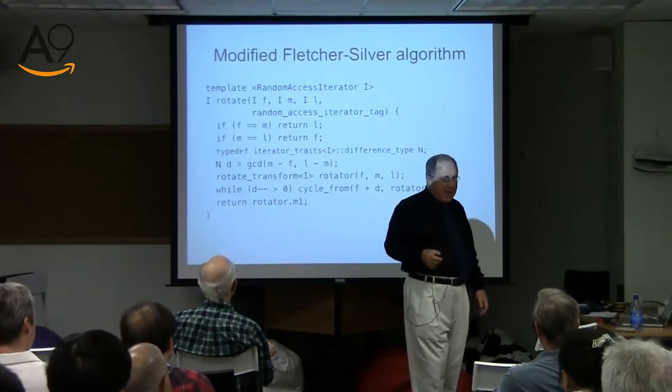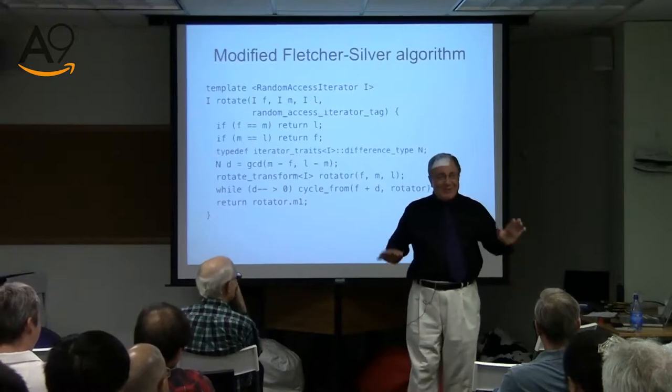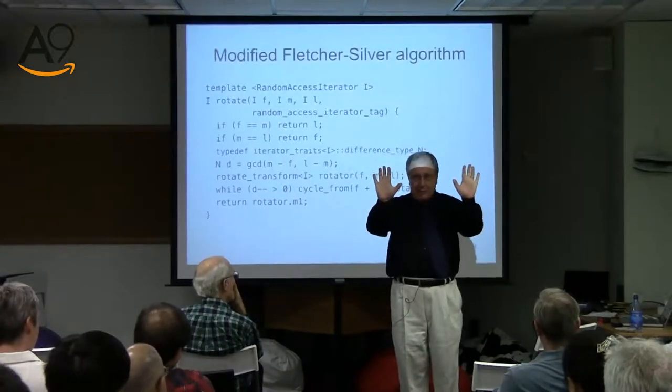This works for bidirectional iterators. You see how very nicely we have three fundamental kinds of iterators, and we have three algorithms. And this one, I have to dance. You see, we want to rotate.